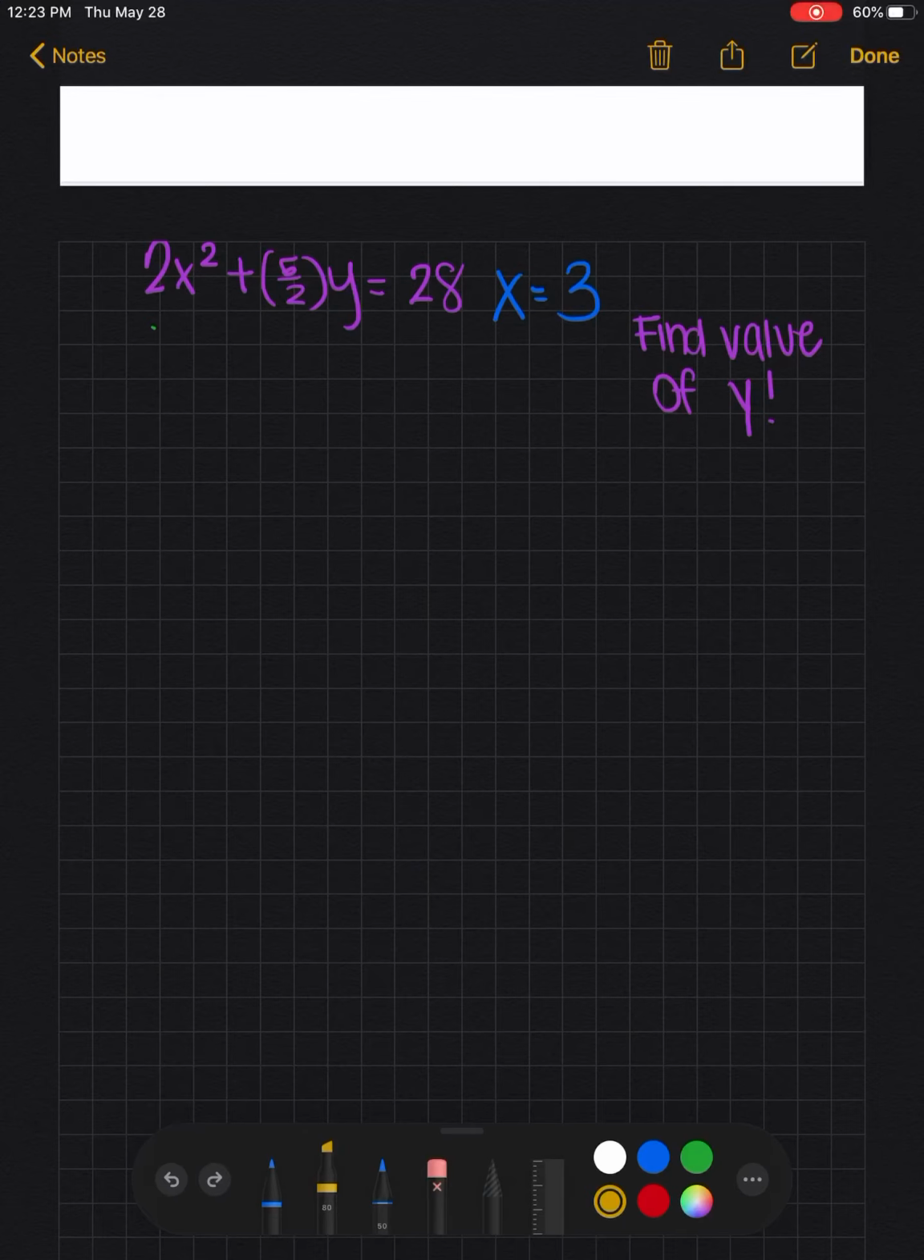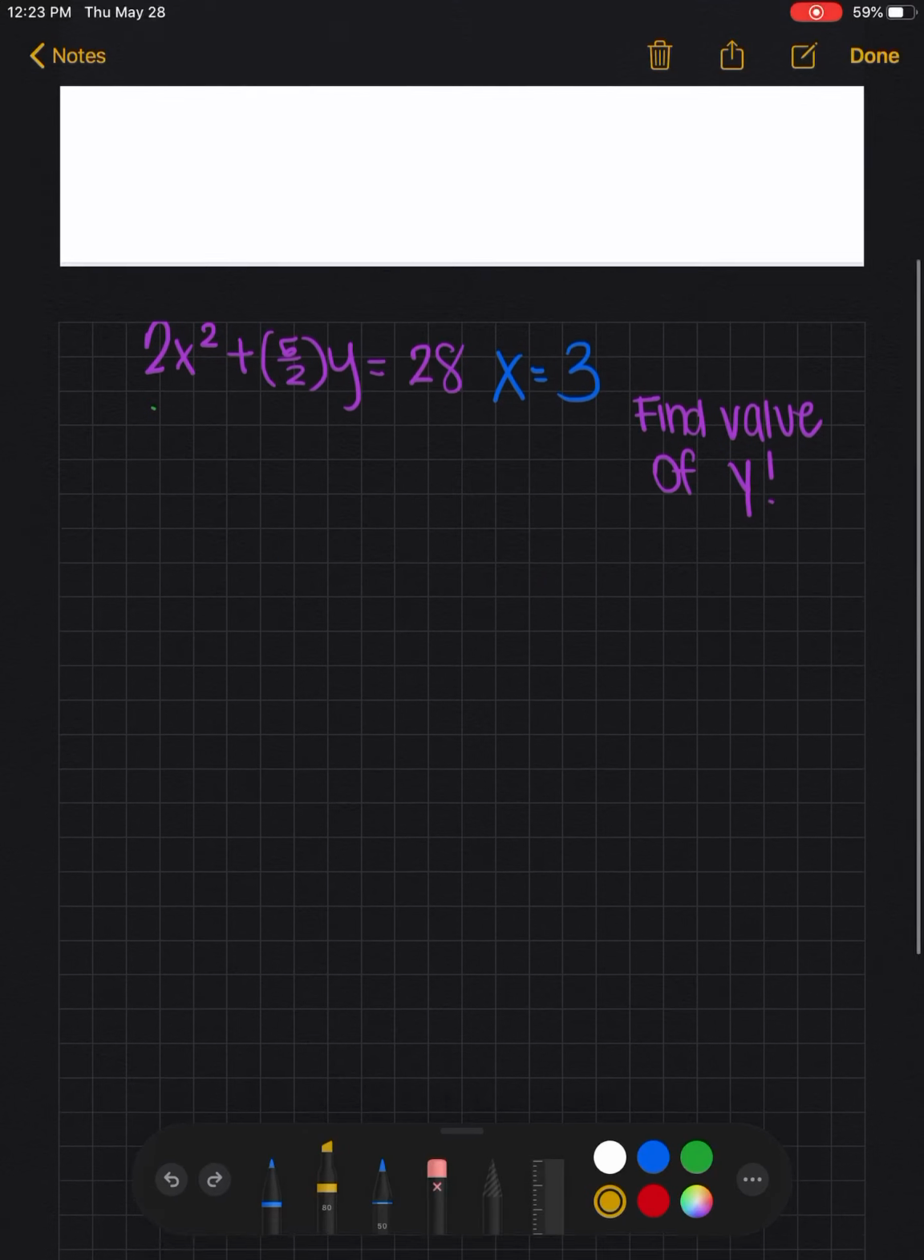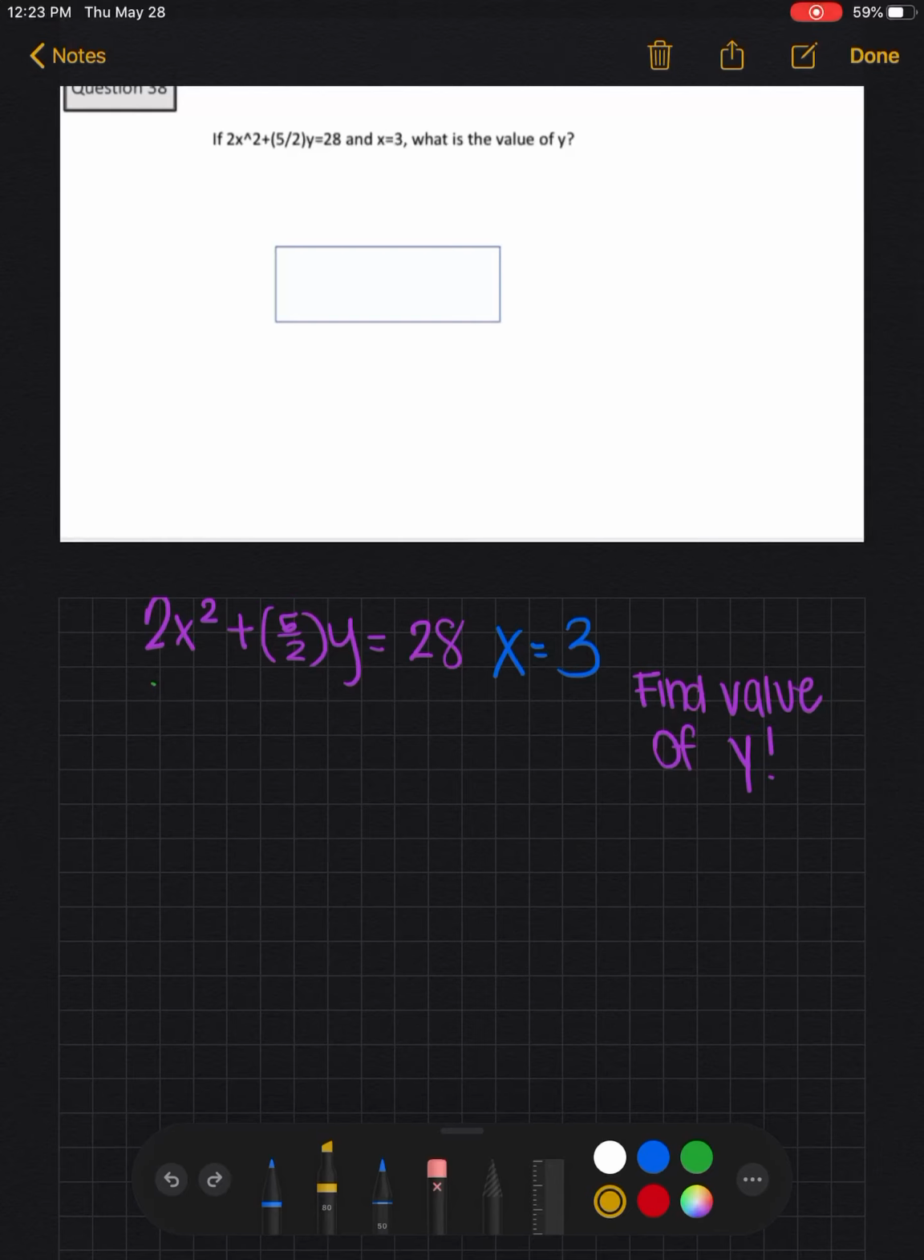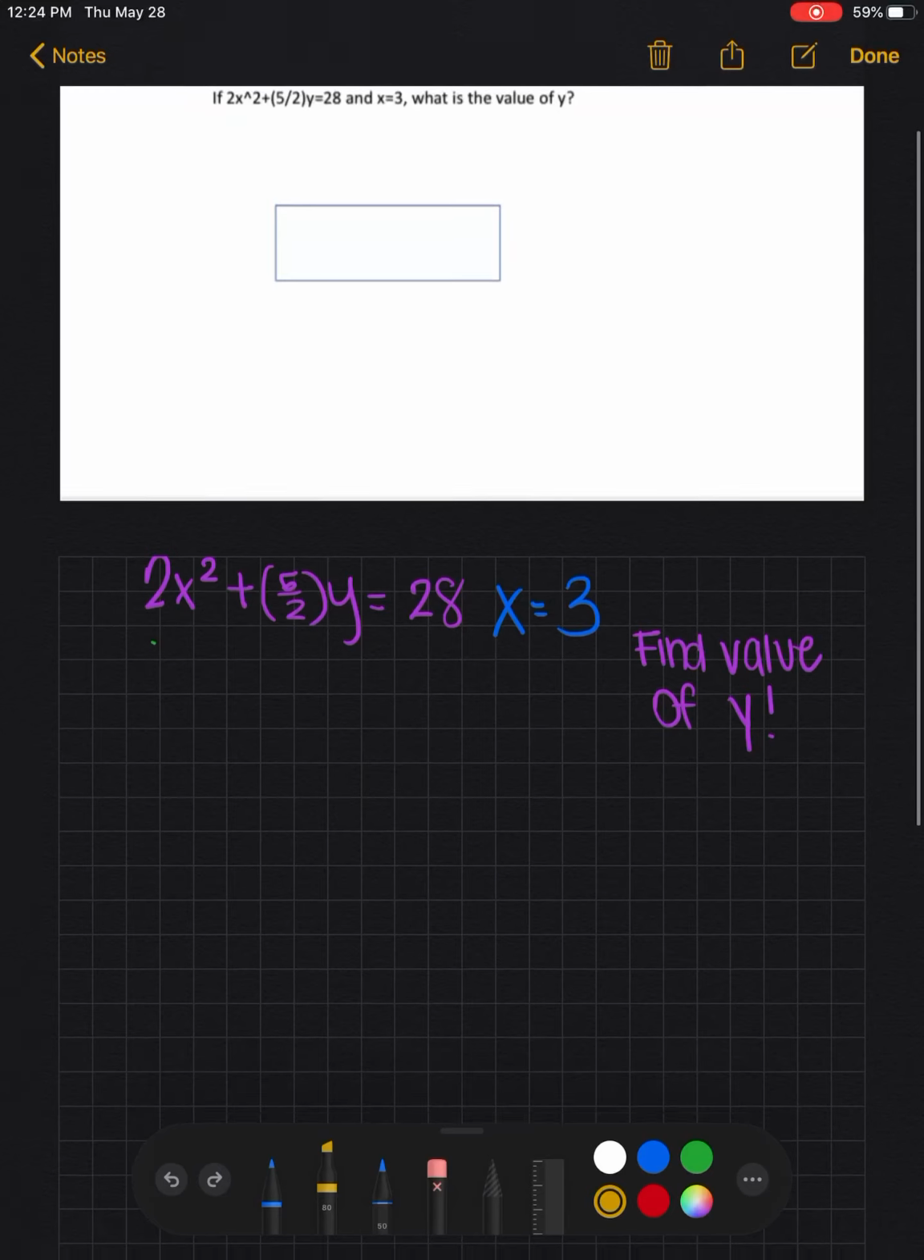All right, we're gonna solve problem 38 from the worksheet that you gave me. If you look, they've written the problem in kind of a hard way to understand, so I rewrote the problem for you. It's 2x squared plus 5 over 2 times y is equal to 28 when x is equal to 3, and the whole goal is to find the value of y.